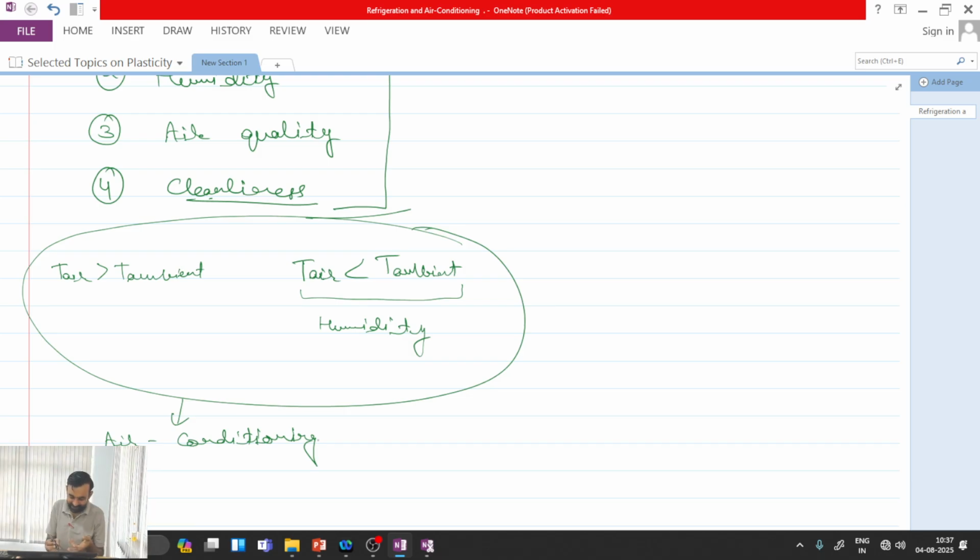Refrigerator. So refrigerator is actually, okay, maybe used for food preservation. Anything else? One application is food preservation. Anything else?